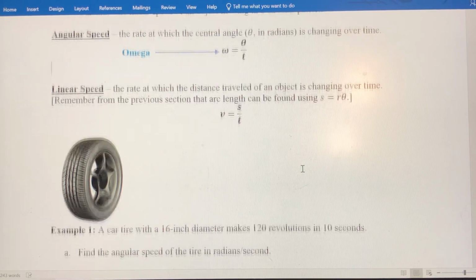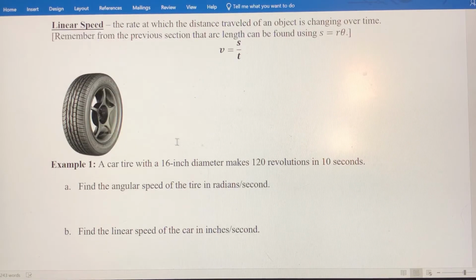In example one, we've got a tire. We all know how tires rotate. It's always going to maintain contact with the ground. A car tire with a 16-inch diameter makes 120 revolutions every 10 seconds. Now we want to find the angular speed of the tire in radians per second. So let's go through the process of doing that.